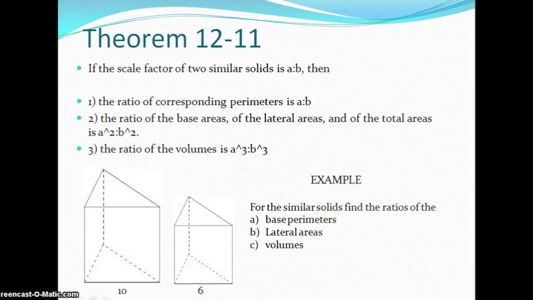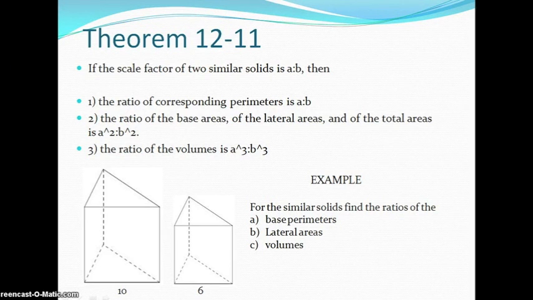Theorem 12.11 states that if the scale factor of two similar solids is a to b, then 1. The ratio of corresponding perimeters is also a to b. 2. The ratio of base areas, lateral areas, and total areas is a squared to b squared. And 3. The ratio of volumes is a cubed to b cubed.